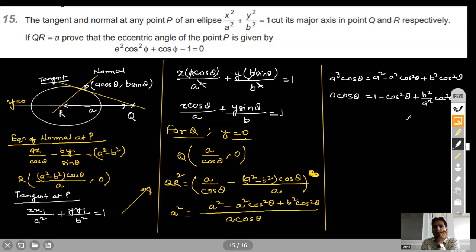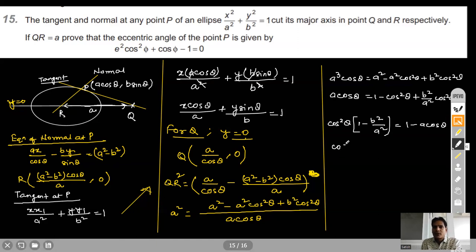Let me see whether it is going in the right direction or what. I have to find the eccentric angle. So let me take this cos square theta part here in the left hand side, and I will take cos square theta common. So I will have 1 minus B square upon A square, right? And here in the right hand side, I will have 1 minus A cos theta. Is it okay?